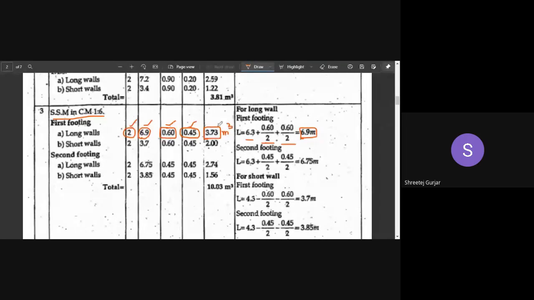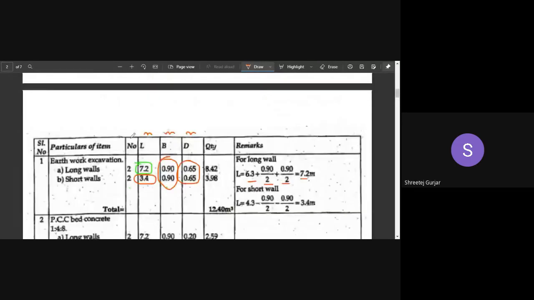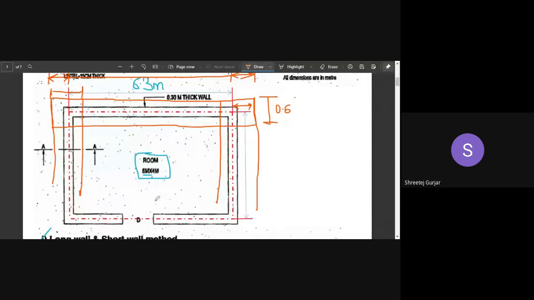Okay, so this is the quantity of size stone masonry in my first step, in long walls. Coming to short walls, you have to follow the same thing. So this is my foundation, this is my size stone masonry that is going. So for the short wall, this is 0.6, 0.6, right? So this is 0.6. This is what is required.